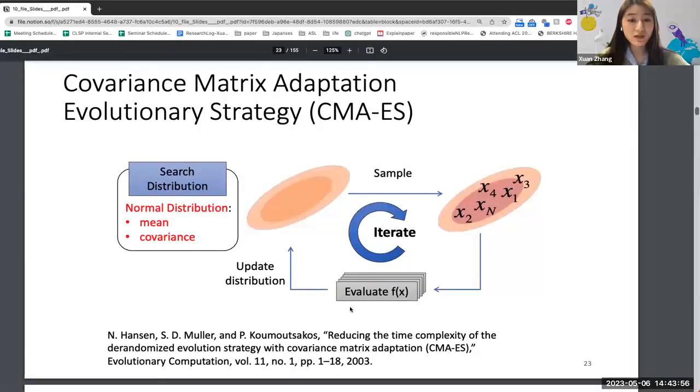Bayesian optimization is a sequential optimization method, but there are also optimization methods that are parallel in nature. One such method is CMA-ES. It's a population-based algorithm inspired by evolution. It models the search distribution as a normal distribution. And at each iteration, configurations are sampled from the distribution, evaluated for accuracy, and the distribution is updated based on the results. And we call each iteration a generation.